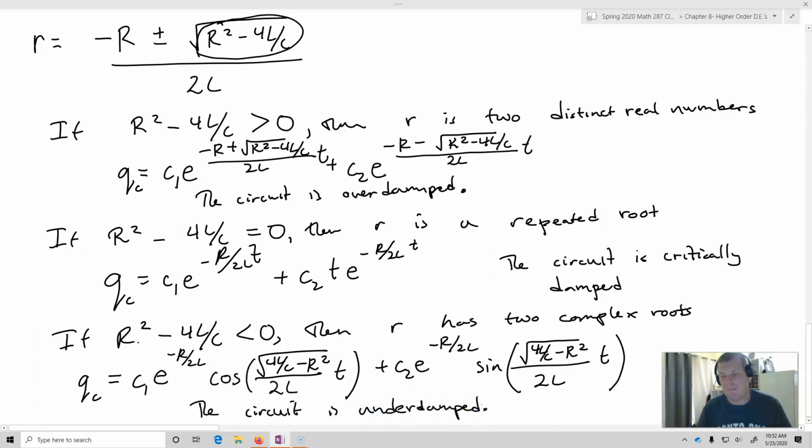So put simply, to summarize: if the roots to the auxiliary polynomial are two distinct real roots, then you have an overdamped circuit. If, on the other hand, there's just one repeated root, then the circuit is critically damped. And if they have complex roots, then the circuit is underdamped. That's actually how we determine the damping of the circuit.